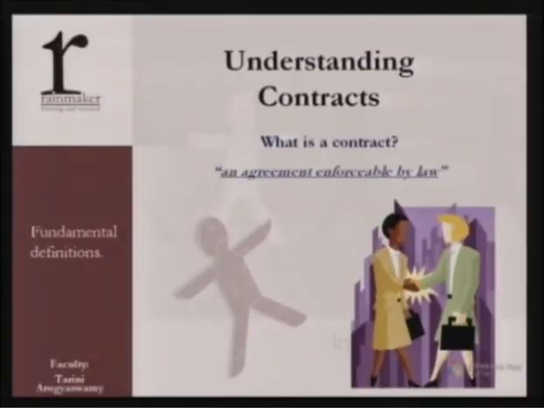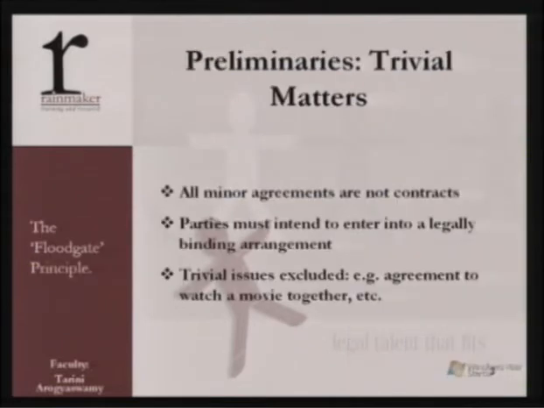We'll look at first what a contract is, and how a contract is different from an agreement. An agreement that is enforceable by law is then a contract. If it's not enforceable by law, it's not a contract. For instance, we may have agreements with our friends to go to a movie or out for dinner. Those will not be considered contracts, because those agreements are not enforceable by law. The major difference is that for a contract, the parties intend to enter into a legally binding arrangement. So trivial issues and minor agreements are not considered contracts.